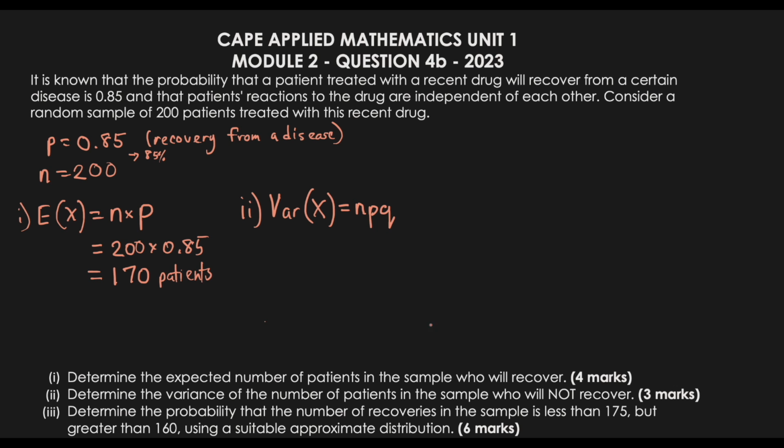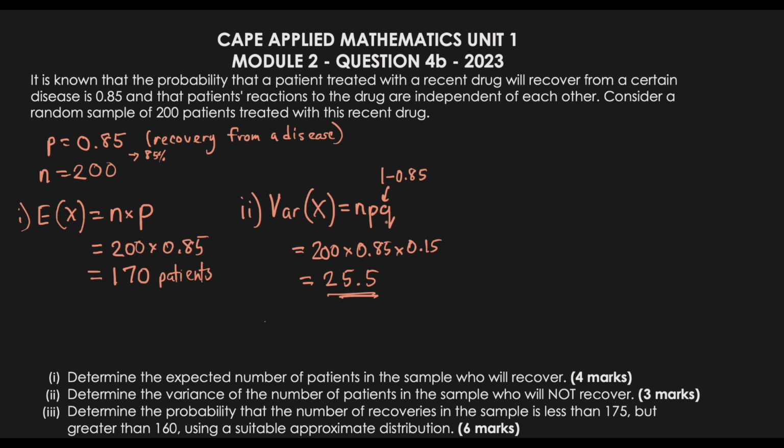It doesn't matter whether they say the sample who will not recover or the people who would actually recover. The variance will be the same, just because we have to calculate it based on N times P times Q. So in this case, it would be 200 multiplied by 0.85 times Q. Now Q would be 1 take away 0.85, which is 0.15. So we can approximate our variance as 200 times 0.85 times 0.15, and the answer for that would be 25.5.